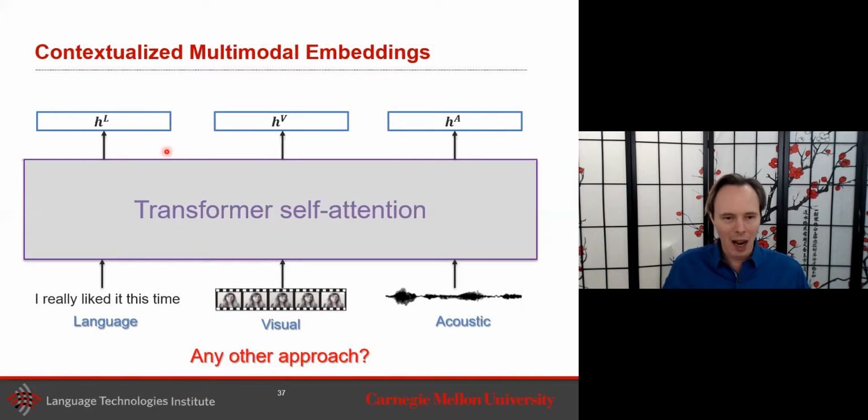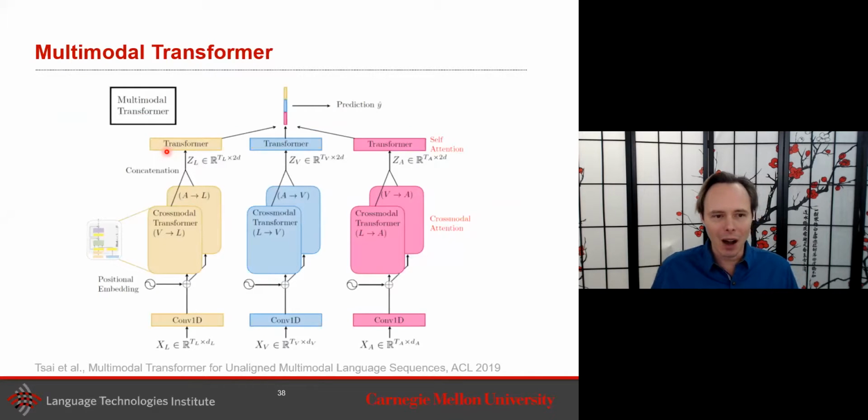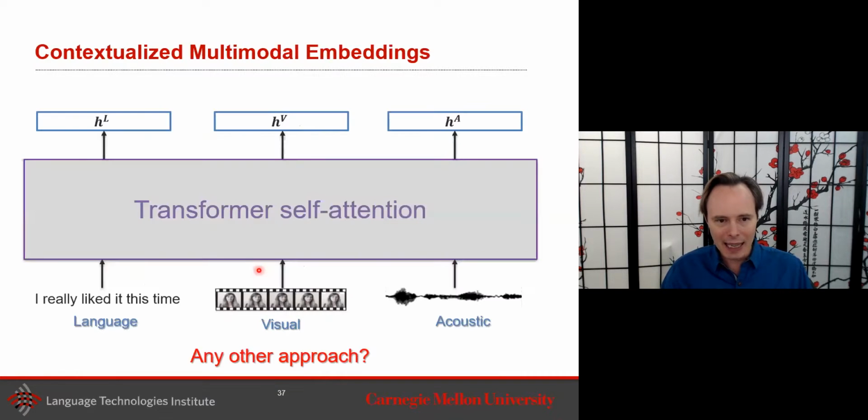And one view is to do what I would call a cross-modal transformer. The intuition is to encode language, contextualized based on vision. What is vision giving me that was not already in language? And then similarly, what is it in acoustic that could help me with language?